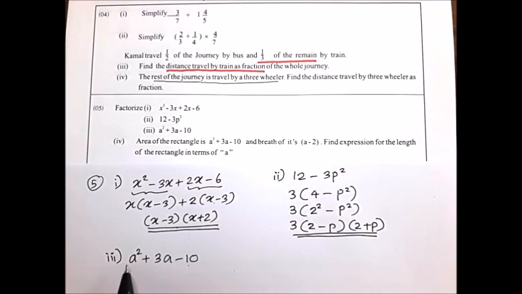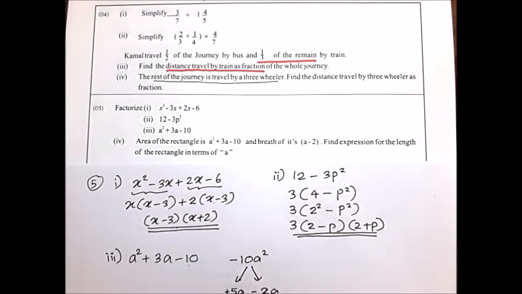Third one, factorize this one. First multiply first term and last term. It is minus 10a to the power 2. Write this as a product of 2 terms. The product of these 2 terms should be equal to this one, and the sum of these 2 terms should be equal to plus 3a. The 2 terms are plus 5a and minus 2a.